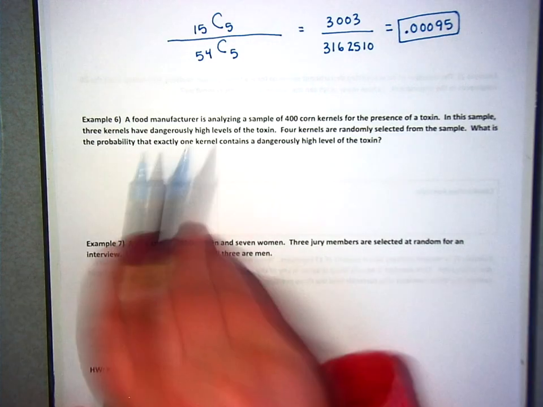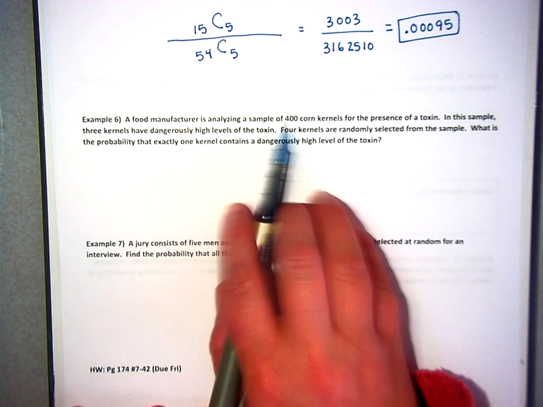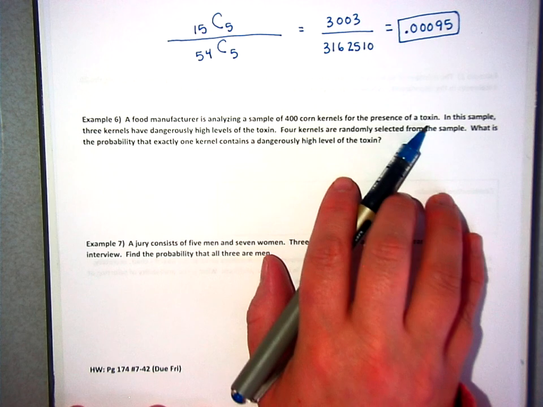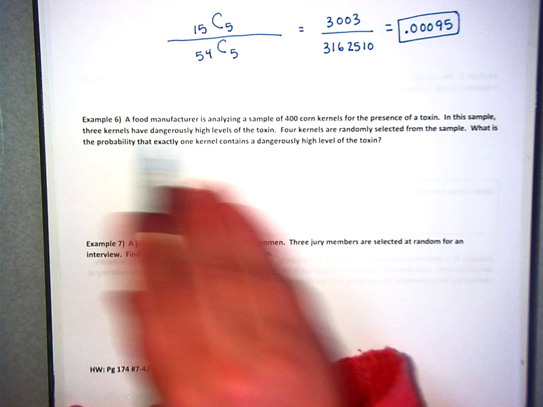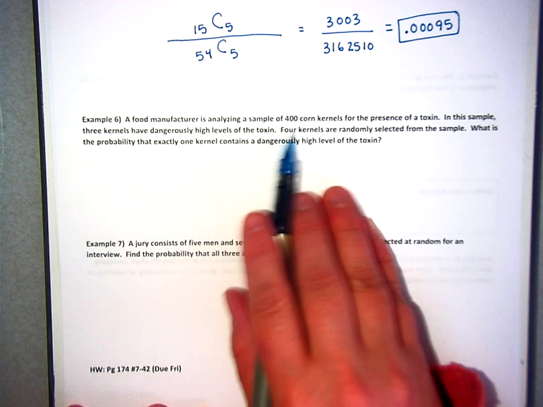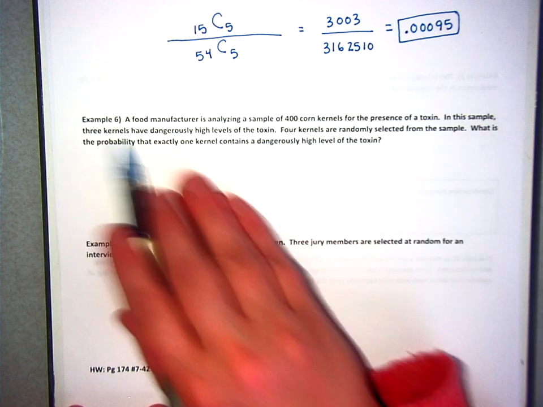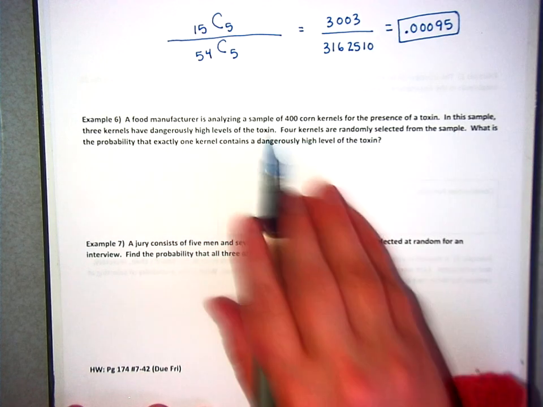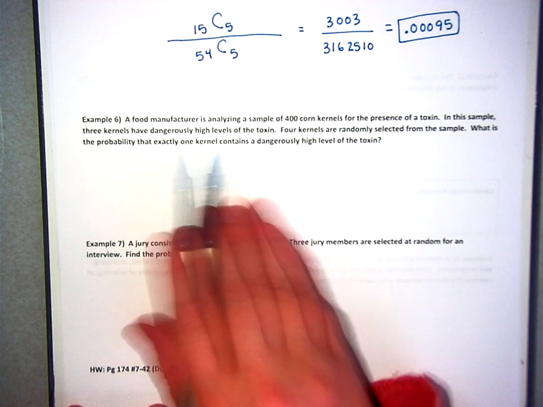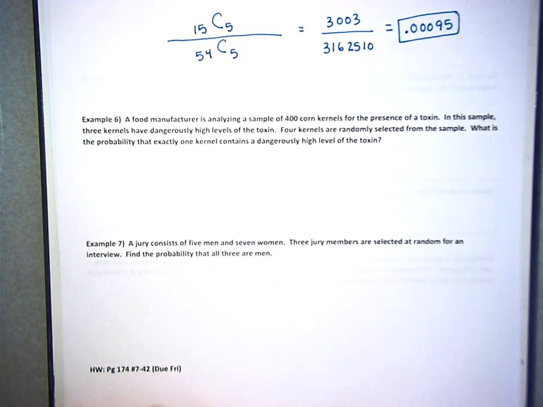So, a food manufacturer is analyzing a sample of 400 corn kernels for the presence of a toxin. In this sample, they've already made it so that 3 kernels have dangerously high levels of the toxin, 3 out of 400, okay? And then they select randomly 4 kernels. What's the probability that exactly 1 kernel contains a dangerously high level of the toxin?